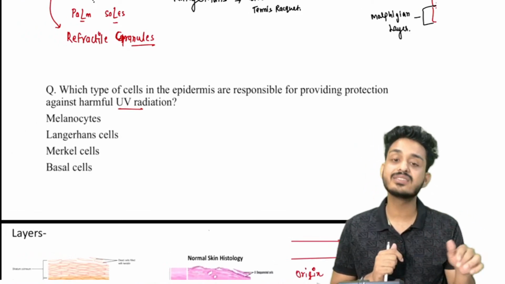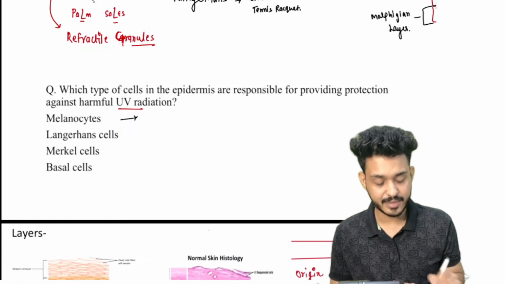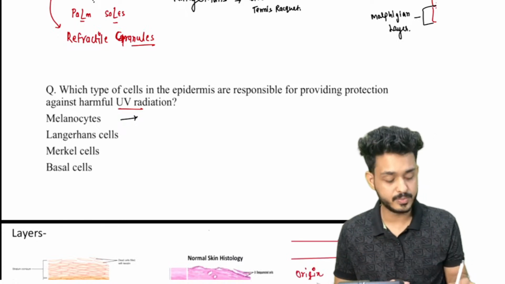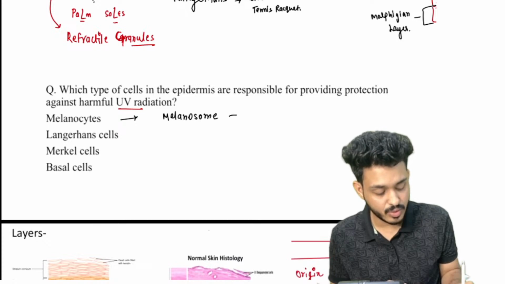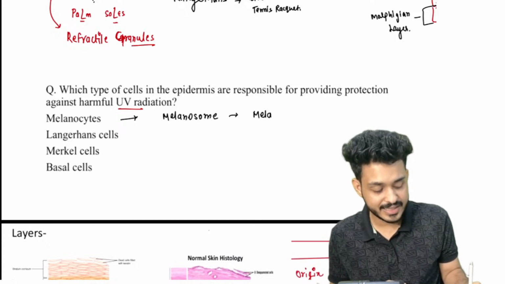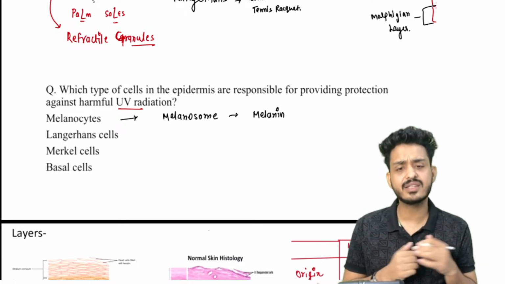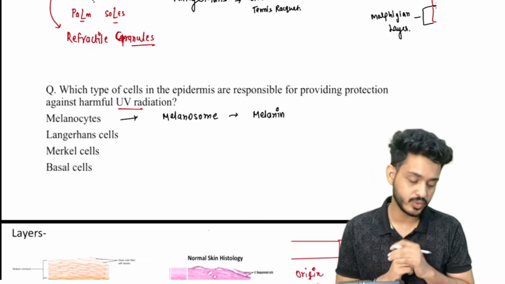We have seen 5 layers. Now 4 cells we have to remember. The first one is the melanocyte. Let me teach you what is melanocyte. Melanocytes will be making melanosomes. Those melanosomes will be making melanin, and that melanin will be giving color to adjacent keratinocytes, that is 36 keratinocytes, and that is known as the epidermal melanin unit. That is what you know, right?